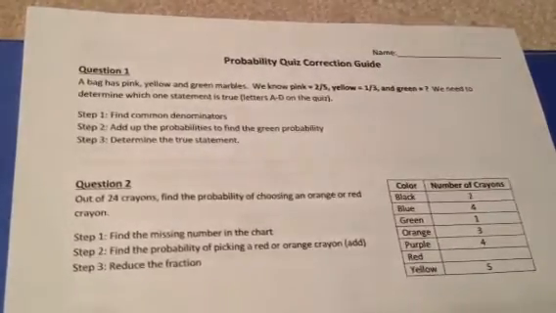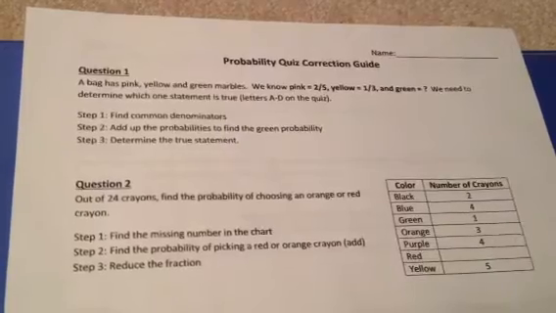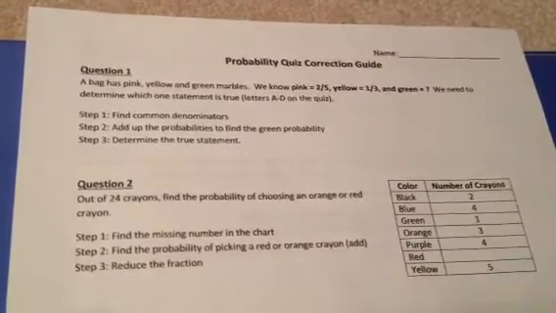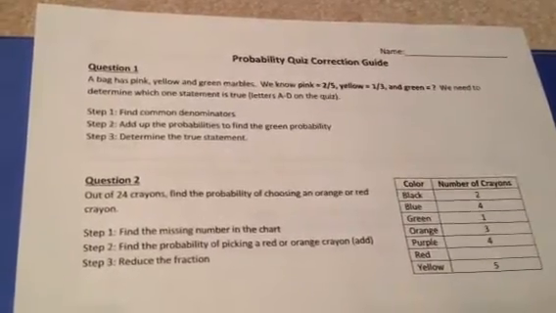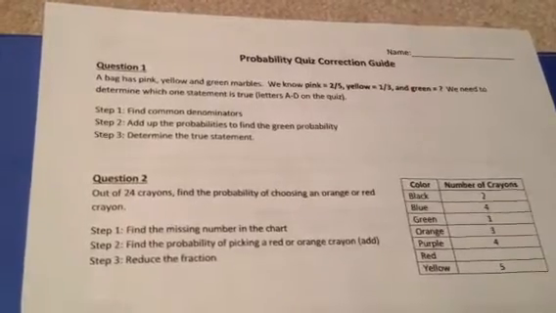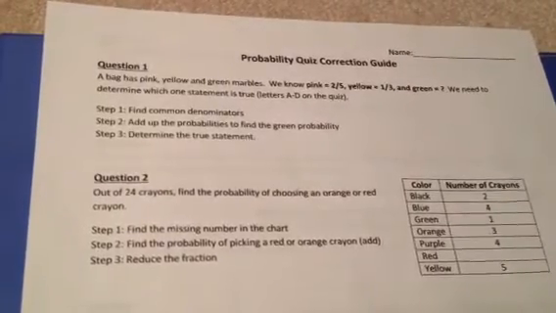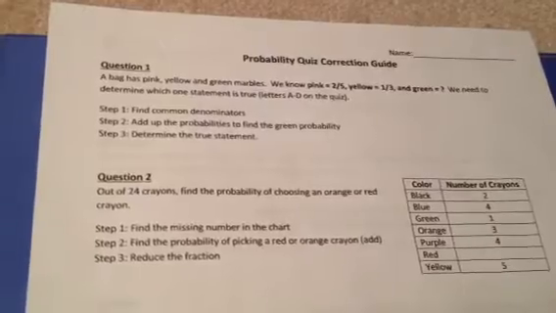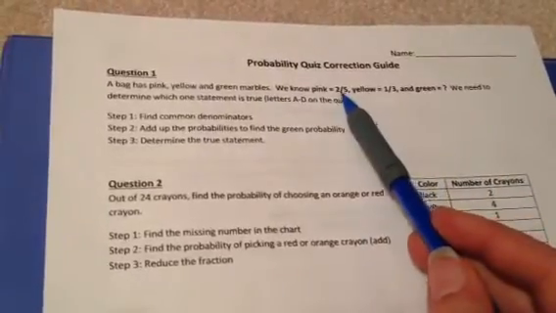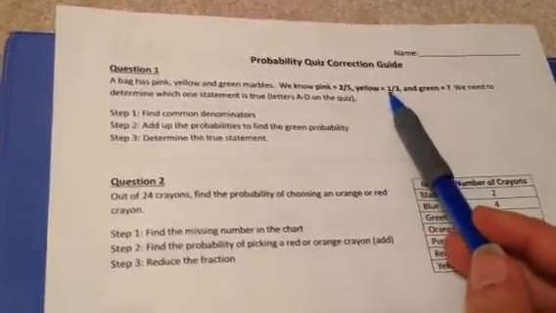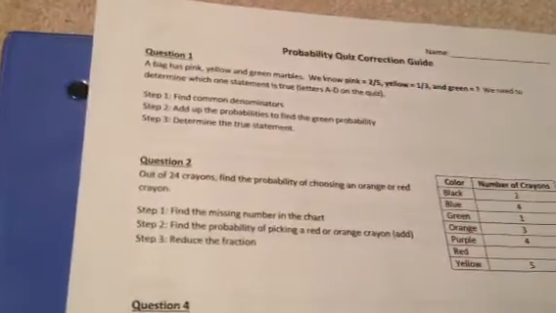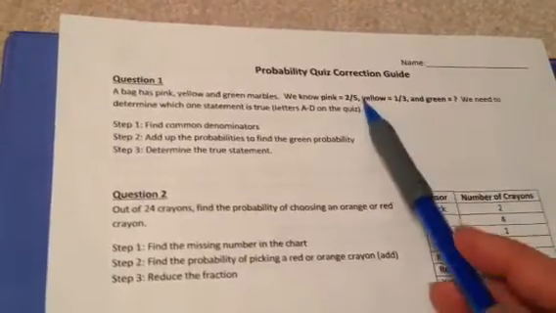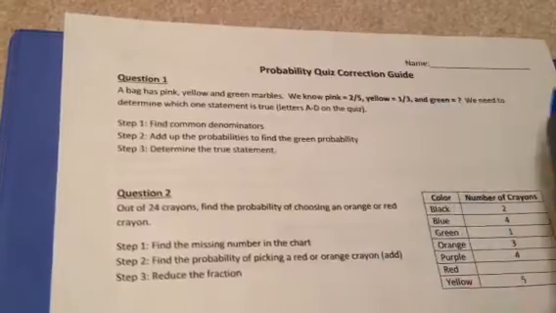In order to figure out which statement is true, letters A through D on your quiz, you need to first find the probability of drawing a green marble. That's why we have that question mark there. So the first thing you need to do is find the common denominator. So we have a 5 as one denominator and a 3 as the other. The easiest way to find that common denominator is multiplying those together.